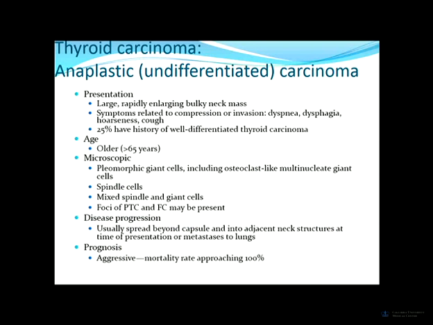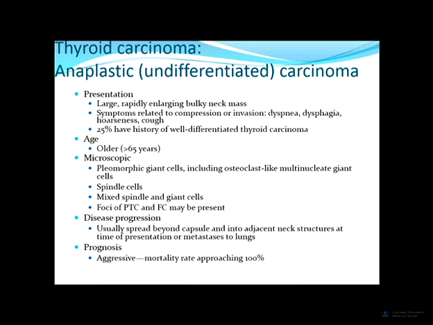So the next type of carcinoma that is very aggressive and we don't see too often is an anaplastic or undifferentiated type of carcinoma. These carcinomas can sometimes be a medical emergency because patients often present with compressive symptoms. They may have difficulty breathing, swallowing, hoarseness, and then we often think about this type of carcinoma.